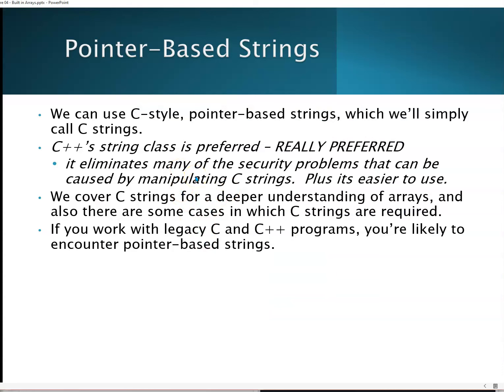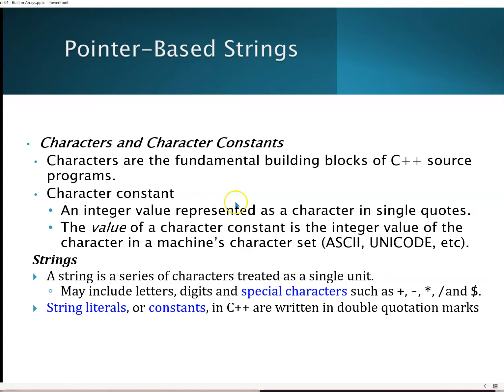So, there are things called pointer-based strings. We can use C-style pointer-based strings, which we'll simply call C strings. The C++ string class is preferred. I mean really preferred. It eliminates many of the security problems that can be caused with C strings, and it's easier to use. We just cover C strings for a deeper understanding of arrays. If you work with legacy C and C++ programs, you're likely to encounter pointer-based strings. Otherwise, avoid them.